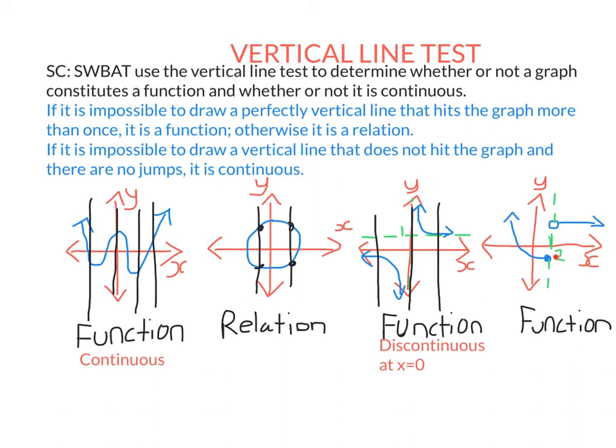So this third graph here is also discontinuous. It's not possible to draw a vertical line that doesn't hit the graph. If you draw a vertical line, it will always hit the graph somewhere. But the second part says there must be no jumps. Here there's a jump from here to here. So this function is discontinuous at x equals 2.